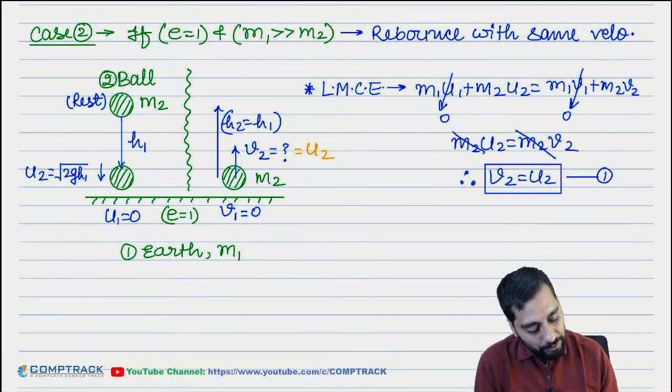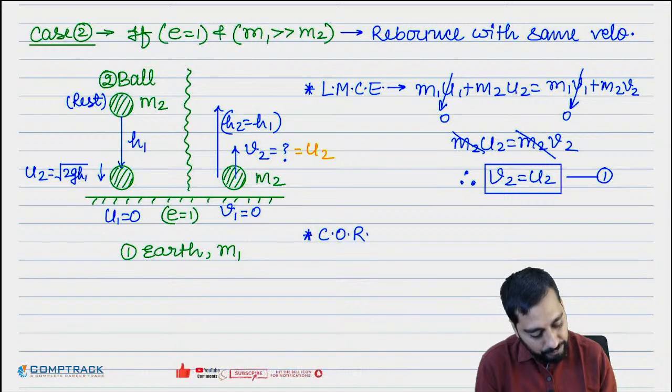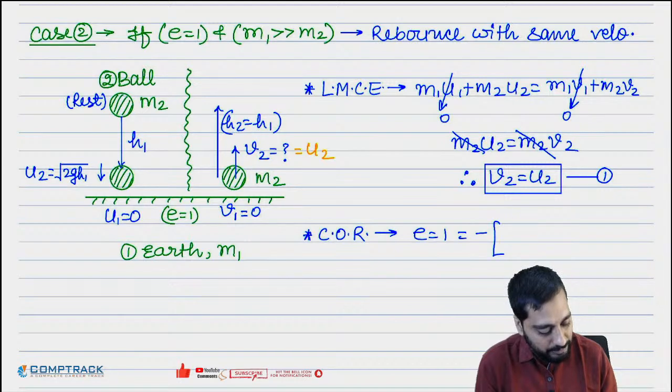Yes or no? You can also find it by the coefficient of restitution. इससे भी आप solve कर सकते हो. E is 1, it is minus (v2 minus v1) over (u2 minus u1).